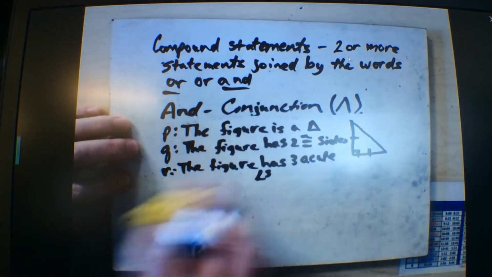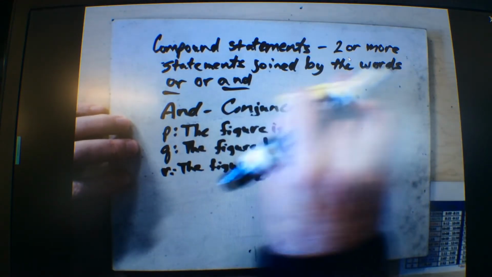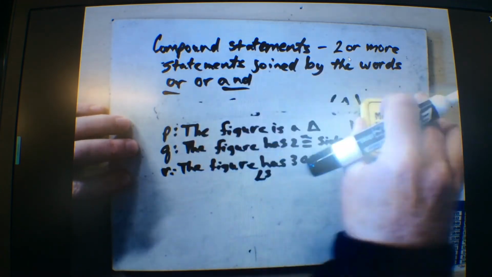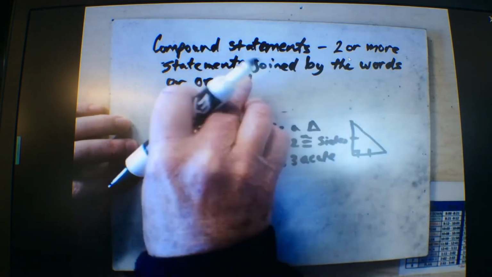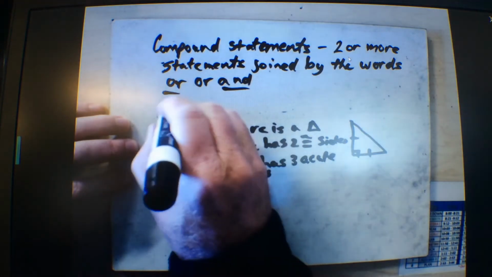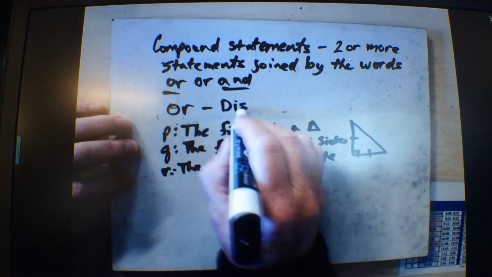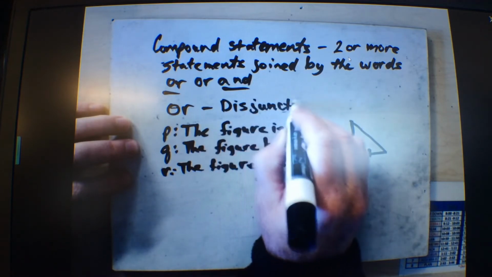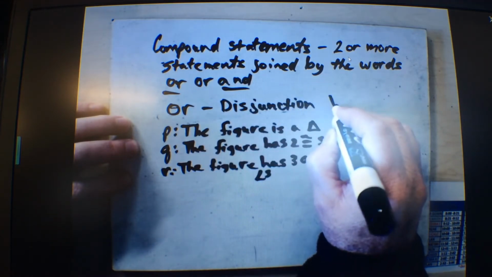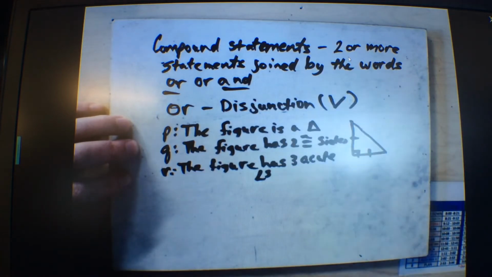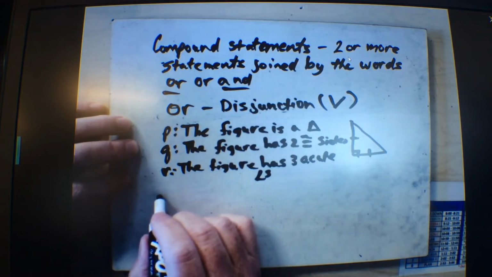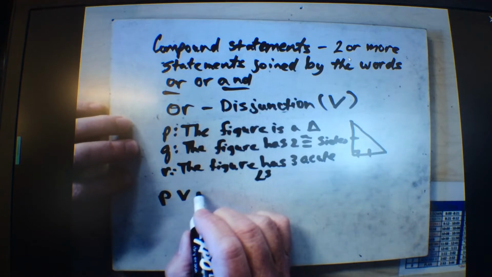So if there's a conjunction, guess what else is there? There's an or, and I'm going to erase this part up here. Okay, and I'm going to put or, right? And an or is a disjunction. And it looks like this. It looks like a V, right? Okay. Now, let's do P disjunction Q.